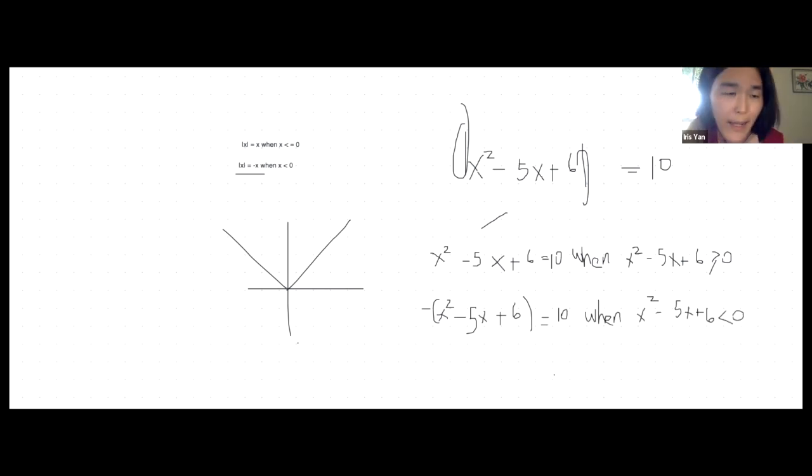This is a way I can do to remove these bars here. I'll split it into two parts, the greater or equal to 0 part and the less than 0 part. So it does mean that you end up having to solve two equations. Yeah, I'll give another example.